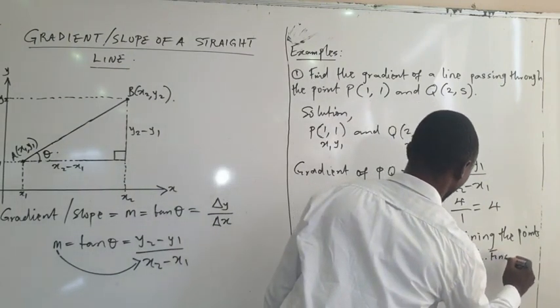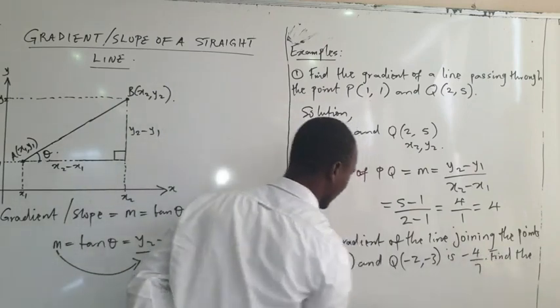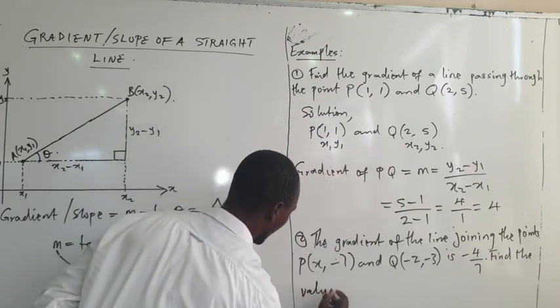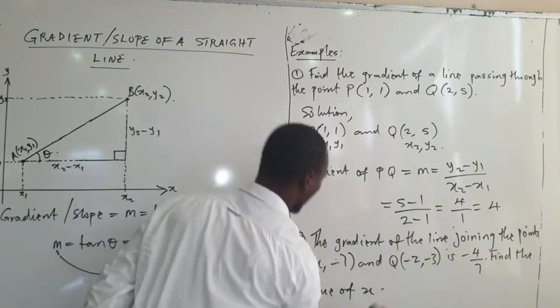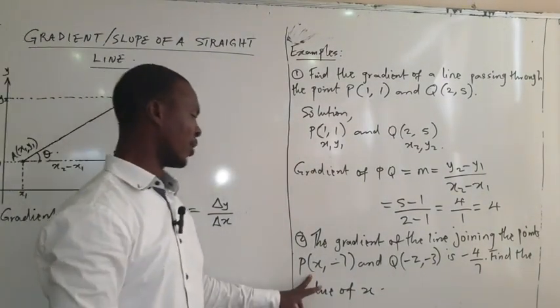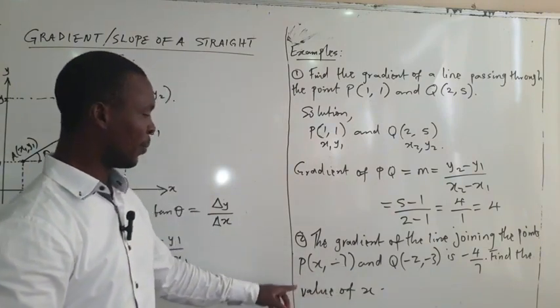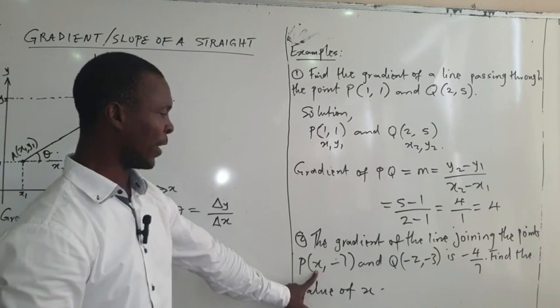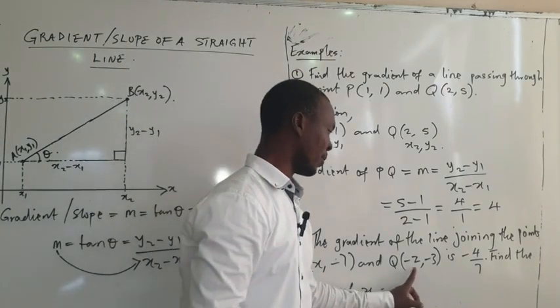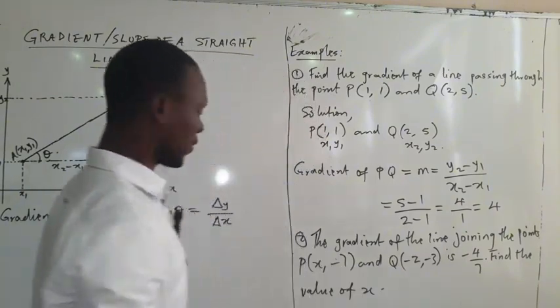Find the value of x. So if you look at this question, point P is given as coordinate x, comma minus 7, which means point P is incomplete, so we have x there. Then point Q is of coordinate minus 2, comma minus 3, and the gradient is given as minus 4 over 7.